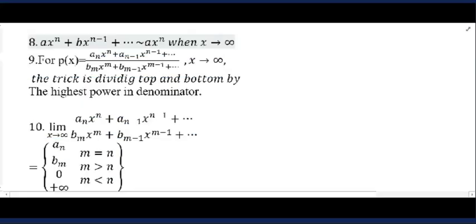And for number 9, the limit of these polynomials when x approaches infinity, we try dividing the top and bottom by the highest power in the denominator. So I want to use this one, and number 10 will be the conclusion of number 9, so you can directly use number 10. Let's start with some examples and see how we can use numbers 8, 9 and 10.